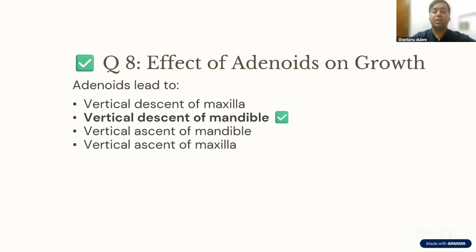Okay. Another thing which is related to habit. Habit is a really important concept in orthodontics, so really focus on that. So the question is: an increase in the size of the adenoids would result in vertical descent of the maxilla, vertical descent of the mandible, vertical ascent of the mandible, or vertical ascent of the maxilla.